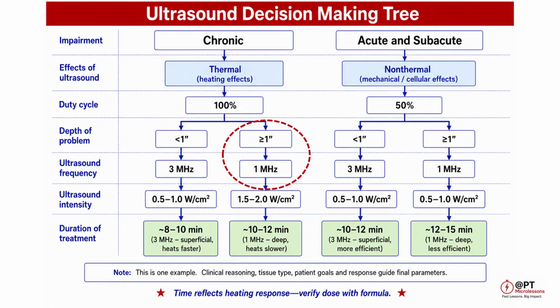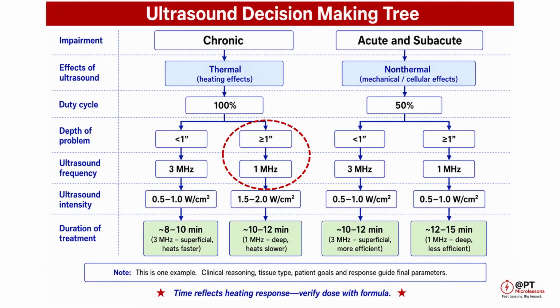Now let's walk through the same process using 1 MHz with a continuous setting. We again start with a chronic condition in which the goal is thermal effects, so continuous ultrasound is selected. This time the target tissue is deeper, so we choose 1 MHz. Because 1 MHz penetrates deeper, it heats more slowly at depth, so we select a higher intensity to achieve the desired thermal effect. In addition, because energy is delivered less efficiently to deeper tissues, the treatment time is often longer. So even though intensity is higher, more time may still be required to achieve the same overall effect.